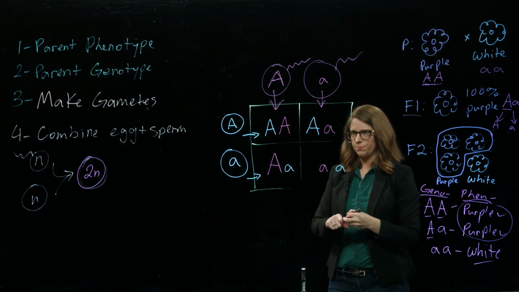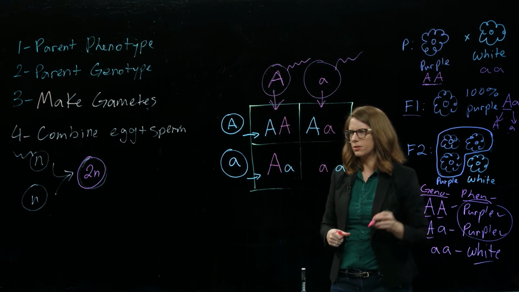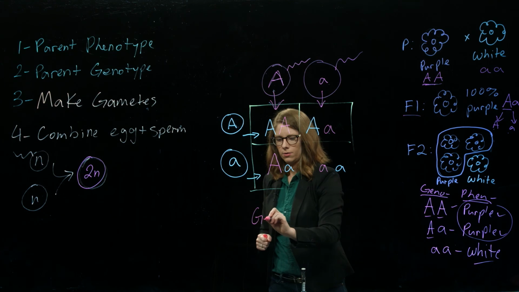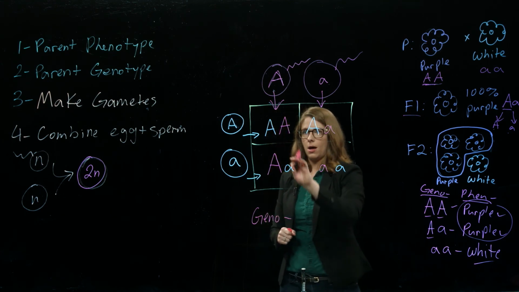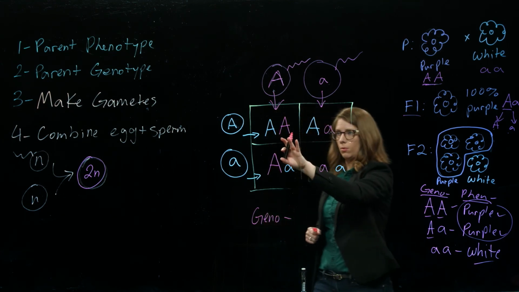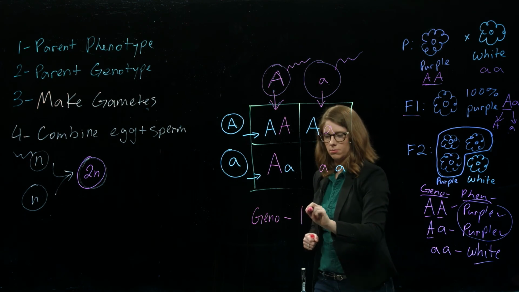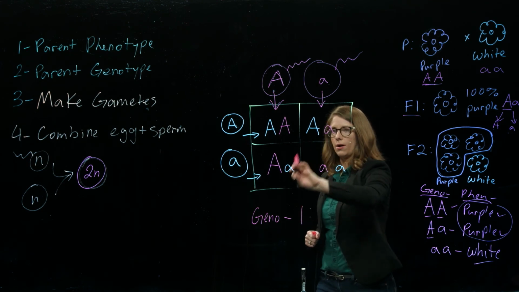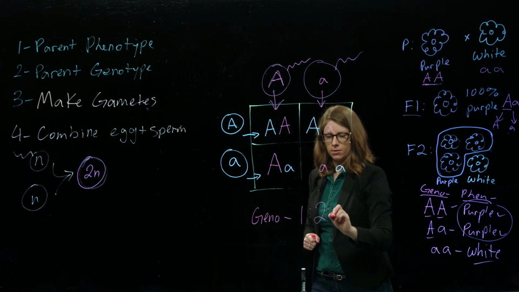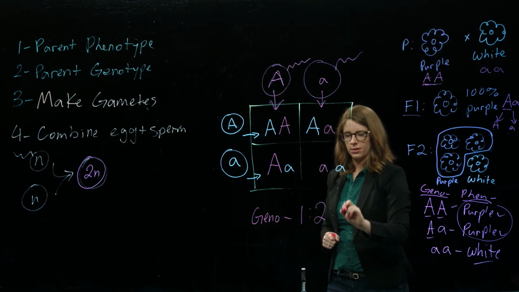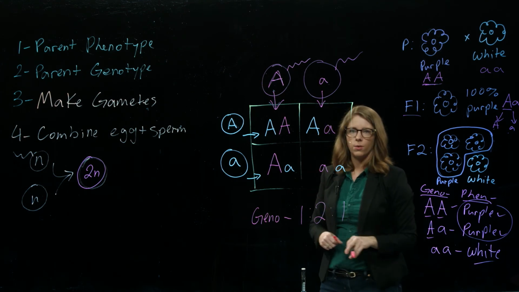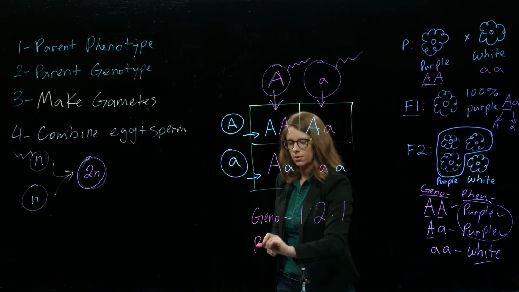Okay. So if we look at just the genotypes, 1 out of 4 are homozygous dominant. Okay. 2 out of 4 are heterozygous. And 1 out of 4 are homozygous recessive. We might call that a 1 to 2 to 1 genotypic ratio.